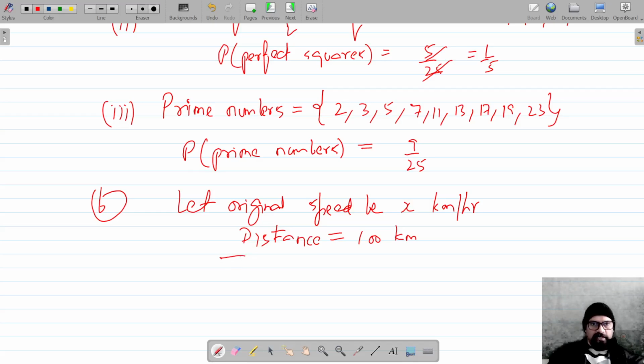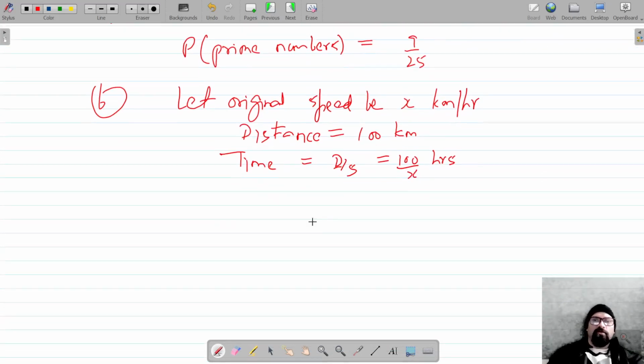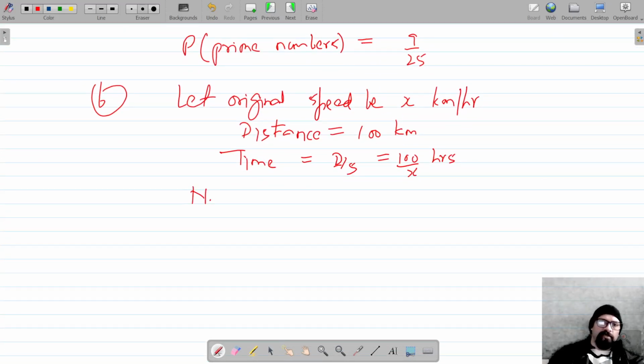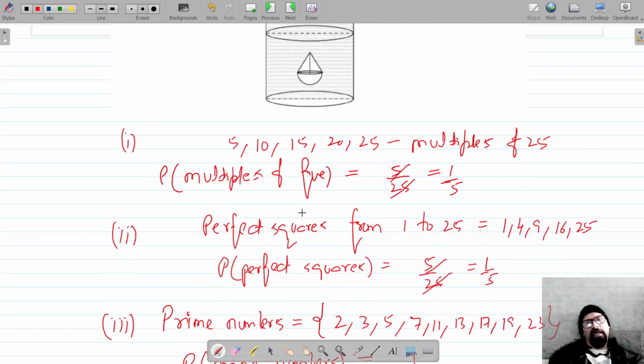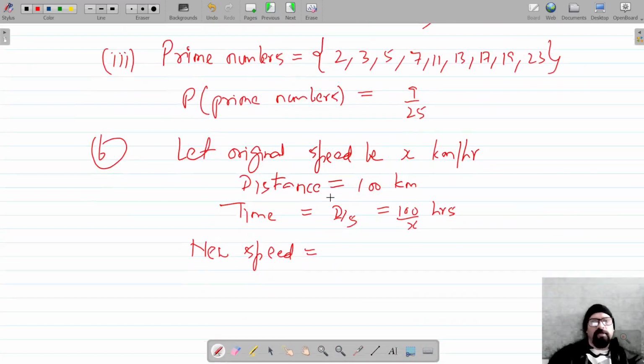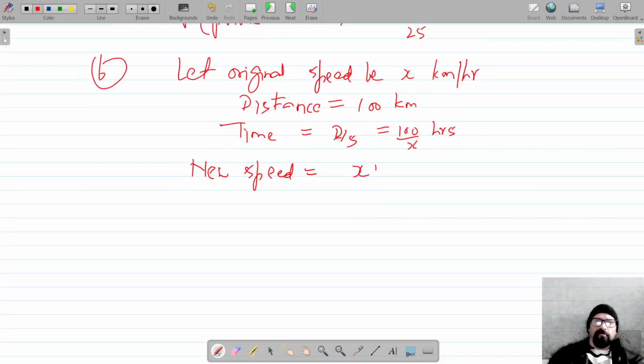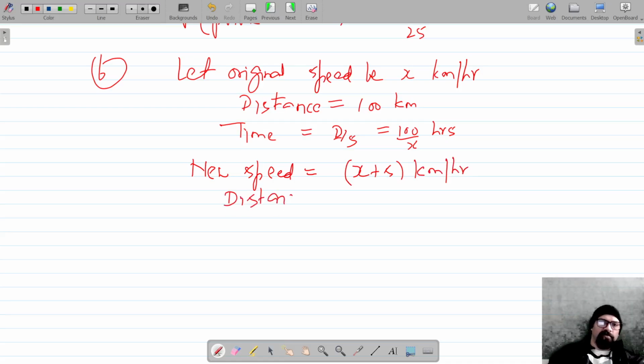Now, the original time, when the original speed is x, is given by distance by speed, which is 100 by x, and it's in hours. Okay, now the new speed. Let's consider the new speed, which is 5 kilometer per hour more. So this is the new speed, and this new speed is for the same distance, that is 100 kilometer, and now we will get the new time.